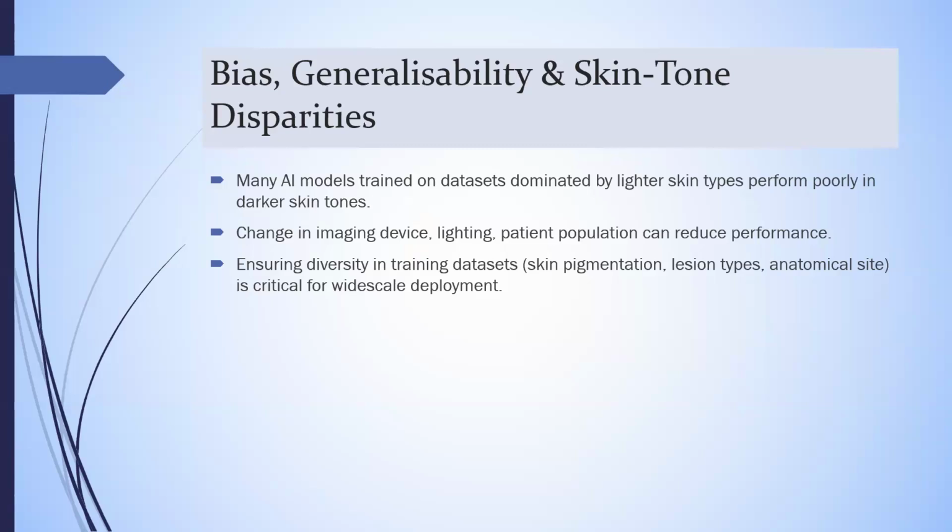And there is no standardization, right? The imaging device, one will use Dermlite, one will use Heine, one will use a Chinese one, the lighting, the patient population, everything. There is no standardization, which can reduce the performance. And you cannot generalize a particular finding. That sort of generalizability may not be there. And ensuring diversity in training data sets, as I told you, the lesion types. With thicker lesions, dermoscopy might not be the right thing to do. In a thinner lesion, dermoscopy will give you more inputs. So all these should be taken into concern.